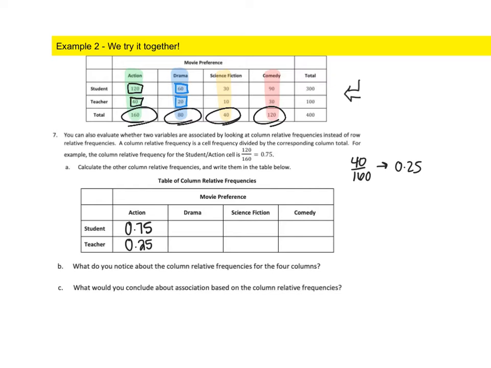All right, for the number of students, we have 60 students who prefer drama out of the total number of people who prefer drama, which was 80. And for the teachers, we have 20 out of the 80 who prefer drama. Okay, let's turn these into decimals real quick to add them into our table. 60 divided by 80 is 0.75. Okay, and 20 divided by 80 is 0.25. Shocker.